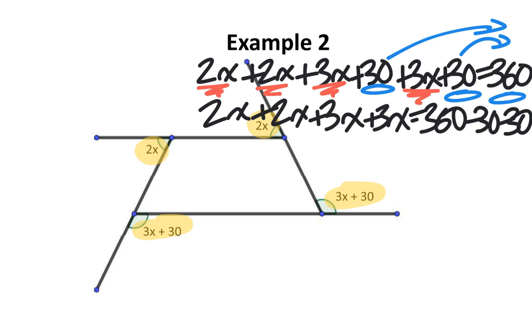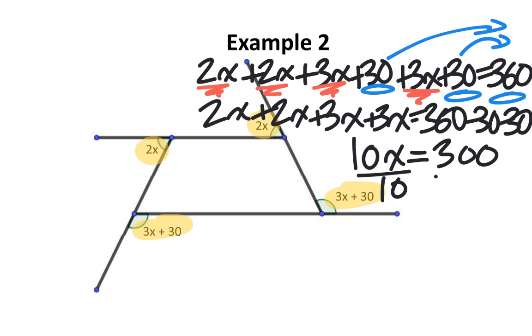I can simplify the left side of the equation. 2x plus 2x plus 3x plus 3x is equal to 10x. Meanwhile, on the right side of the equation, 360 minus 30 gives you 300. I can now solve the equation by dividing both sides by 10. These 10s cancel out, and x is equal to 30.